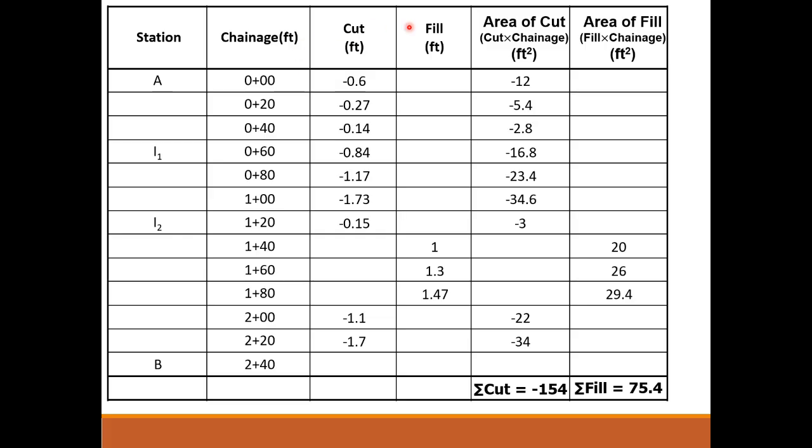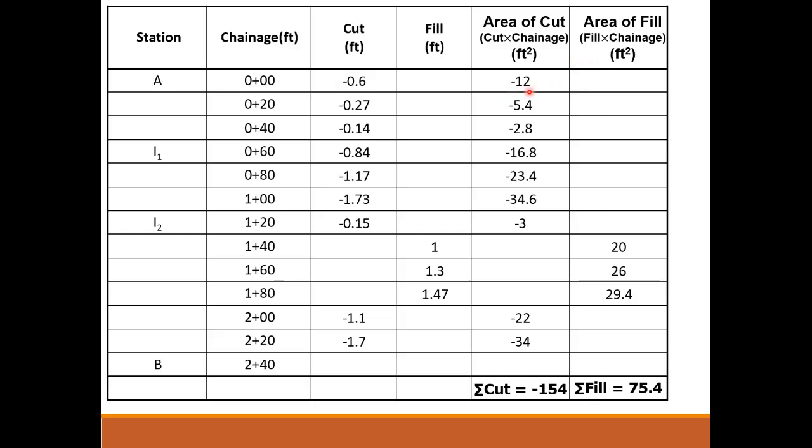Now this is the same slide. This half portion is the same as the previous slide, with the first column as station, the second column as chainage, the third column as cut, and the fourth column as fill. We have already calculated the first four columns. Now the fifth and sixth columns are the new area of cut and area of fill. We are going to calculate the cross-sectional area required to cut and required for filling.